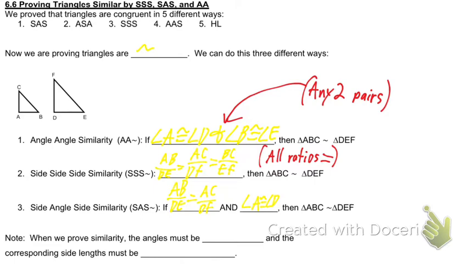For this one, notice where the angle is located in side, angle, side. It's between the 2 sides. When we look at the sides here, AB and AC, angle A is between them. Side DE and side DF, angle D is between them. So for this one, the 2 side ratios have to be equal.